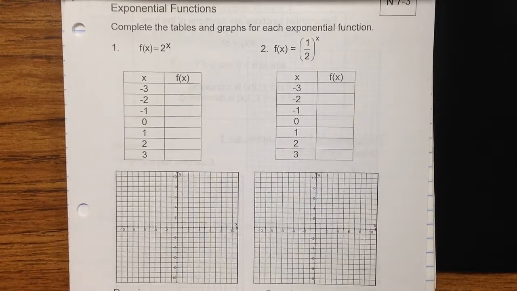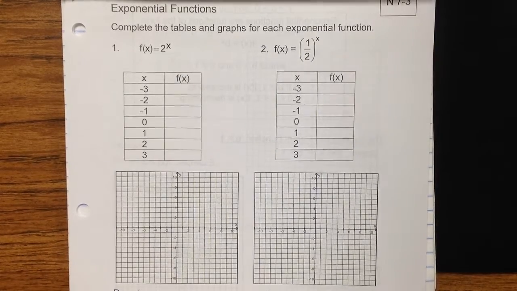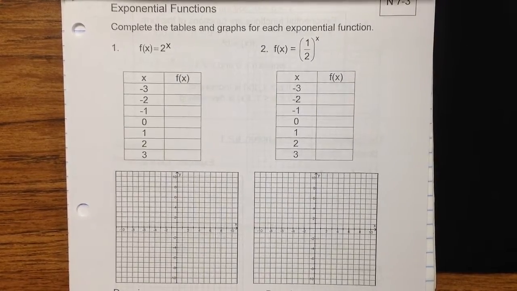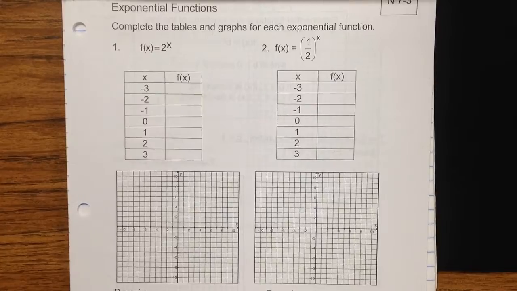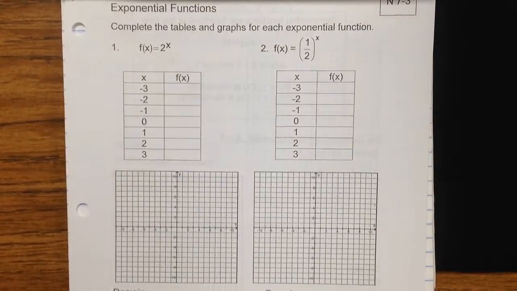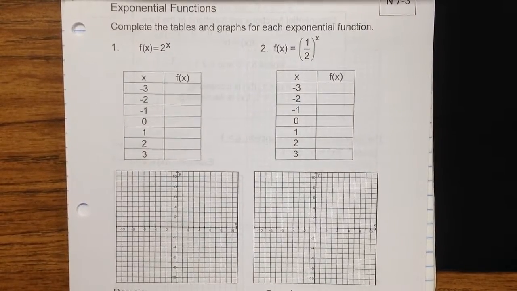All right, so we've talked about the rules of exponents. We've talked about rational exponents, so let's put that information to use now to look at exponential functions and the graph of exponential functions. So we have here two examples, f of x equals 2 to the x power and f of x equals 1/2 to the x power.